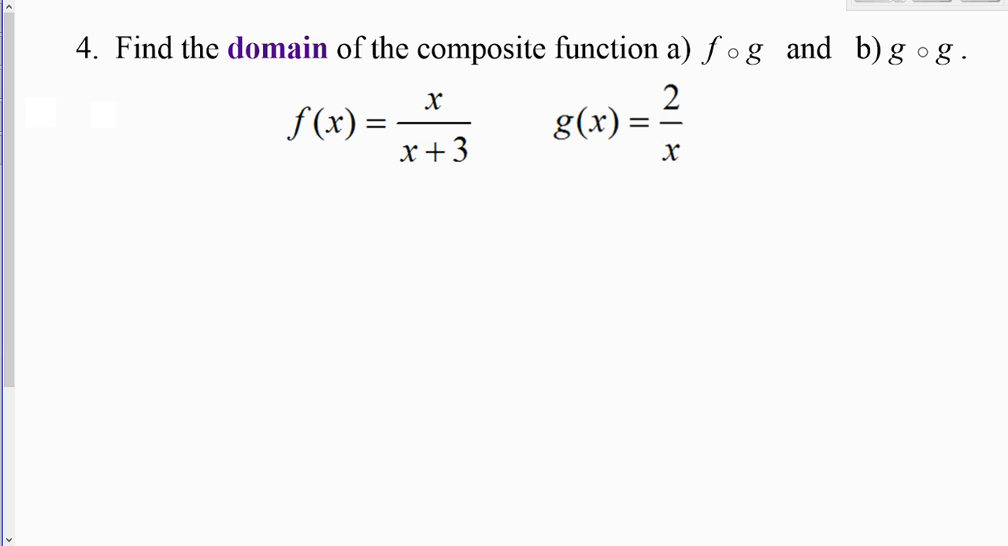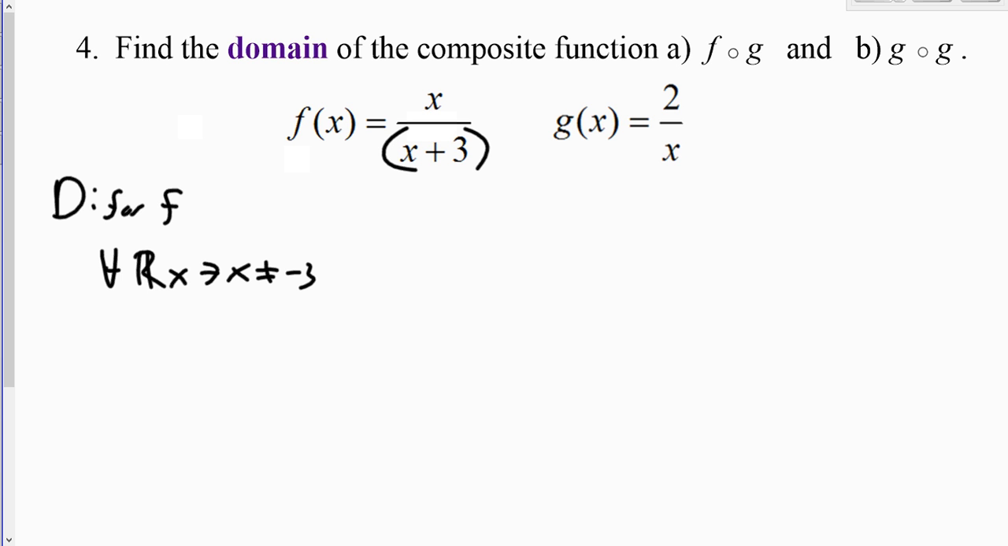Example 4 here, again, it's another domain question of the function f of g of x. Find the domain. Okay, so first I'm going to state the domain for f. Okay, so the domain for f, again, rational functions, I can't have the denominator equal to 0, so it's for all real x's such that x cannot be equal to -3. Okay, g of x, the domain for g is, again, I can't have the denominator equal to 0, so it's for all real x's such that x cannot be equal to 0.